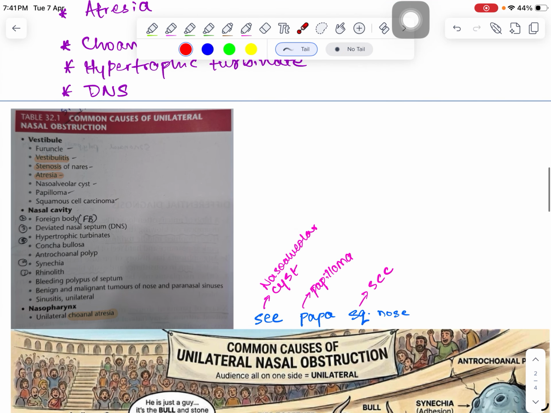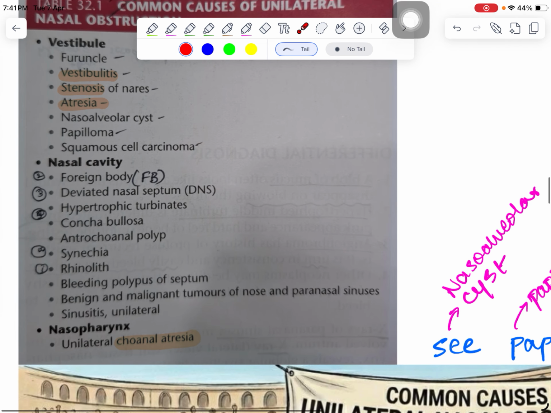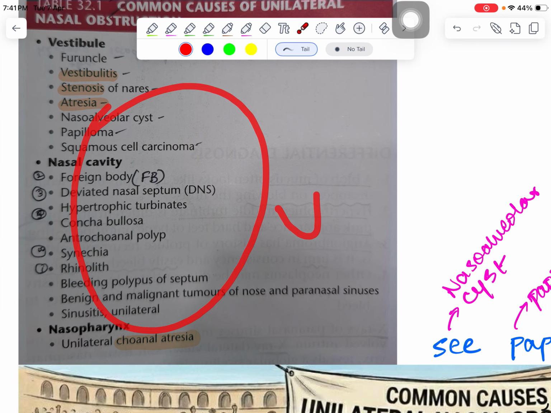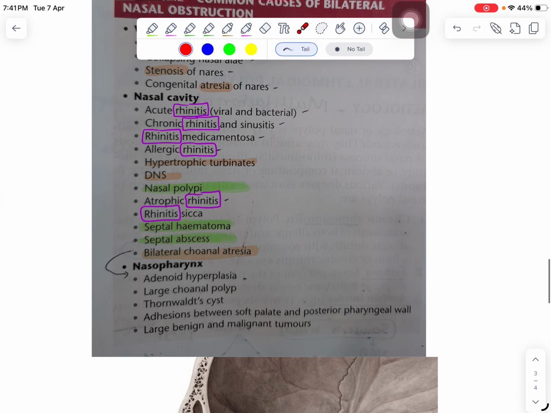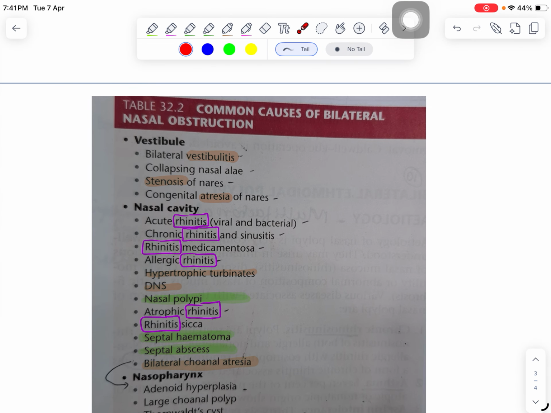Let me reiterate. Let me just confirm whether we have covered all of this. Foreign body, deviated nasal septum, hypertrophic turbinates, concha bullosa, enteroconal polyps, synechiae, rhinolith, bleeding polyps, and then some tumors, sinusitis. So all of them are covered. Now we are done with the unilateral nasal obstruction causes. Now coming to the bilateral. Bilateral is still more easy.